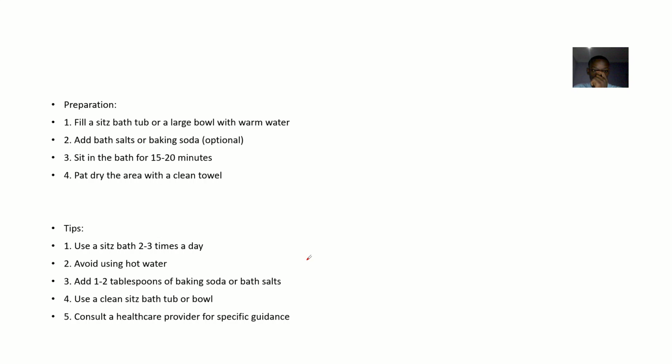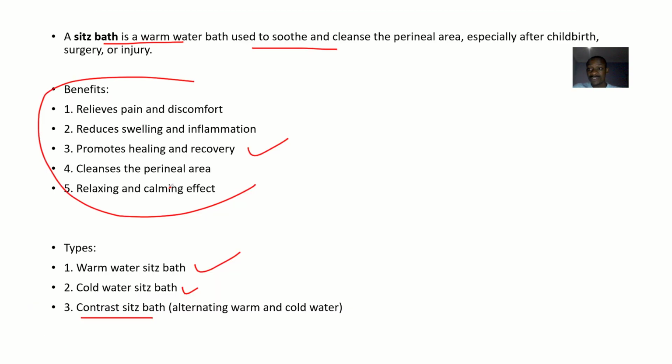So how do we prepare the Sitz bath? You fill a Sitz bathtub or a large bowl with warm water. That's why they always talk about warm water, but there is a cold one, but the warm one is the most popular one, right? Then you add bath salt or baking soda, or simply say Sitz additives, right? The person will sit in the bath for about 15 to 20 minutes. They will now dry themselves with a towel. They can be repeating this until their condition is done. All right, so that's it on the concept of Sitz baths.